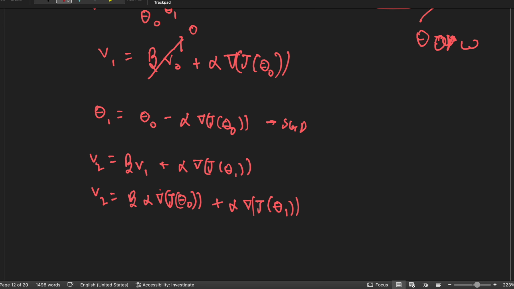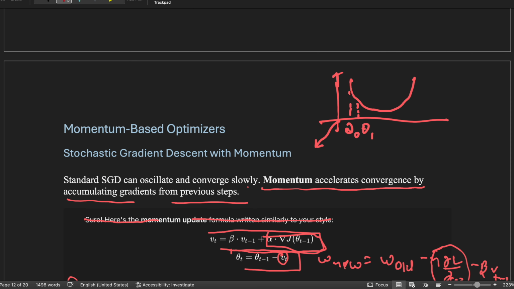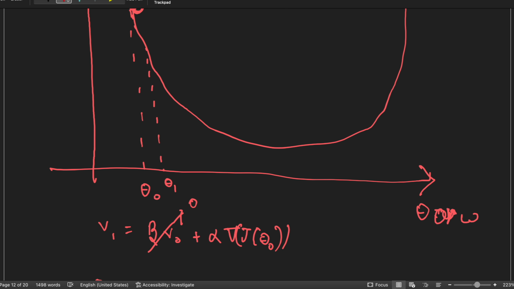Now the same formula will be followed to get the weight update, and you can see the factor. If I write it again for better explanation, theta 2 will be theta 1 minus beta alpha times the slope at theta 0, minus alpha times the slope at theta 1. So now you got another position, theta 2.